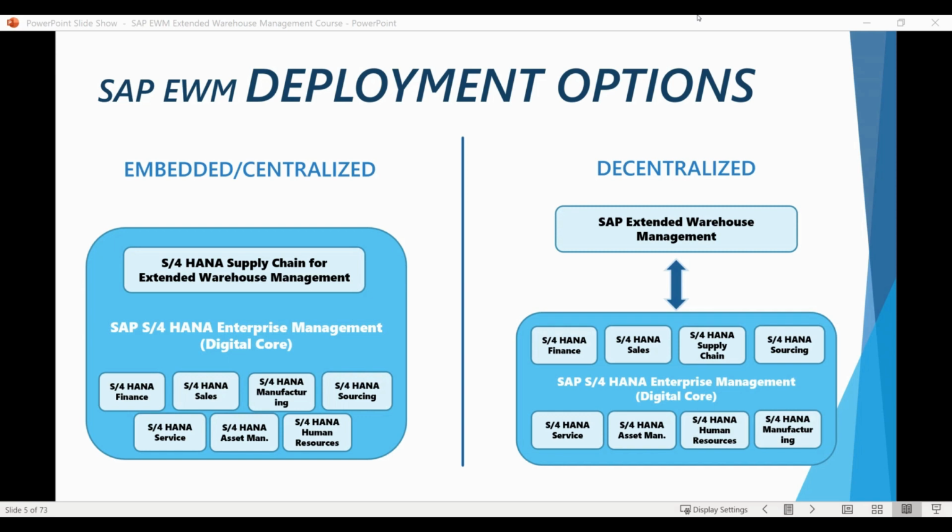SAP is recommending the decentralized approach for companies with complex warehouse operations. But if your company is not running a large number of different S/4 instances simultaneously, and logistics is not the very core of your business, embedded deployment is usually the best approach. During this course, I will be using embedded EWM to create the end-to-end scenarios for the inbound and outbound processes.